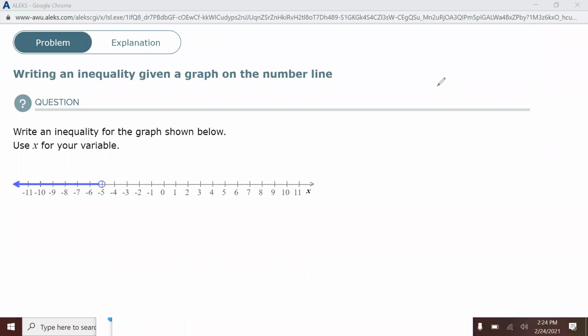For this one, the numbers that are shaded in are all the numbers that are smaller than -5. So numbers less than -5. And because the -5 is not shaded in right there, we will not be including the or equal sign to include the -5 in the solution set.